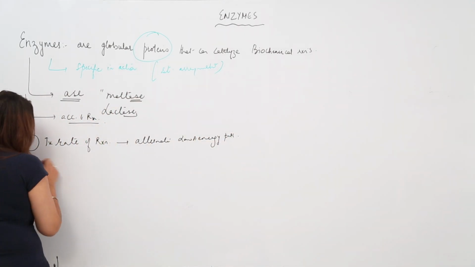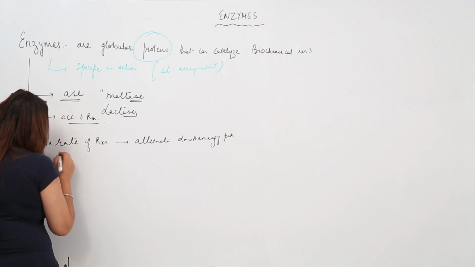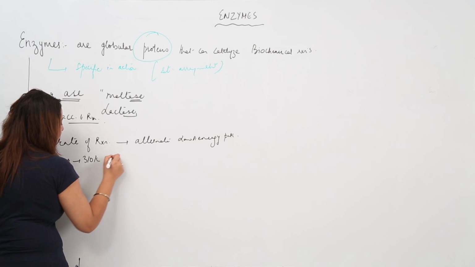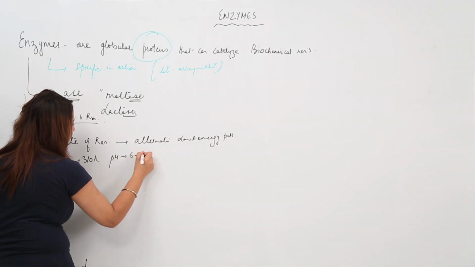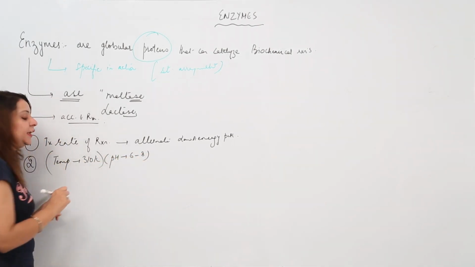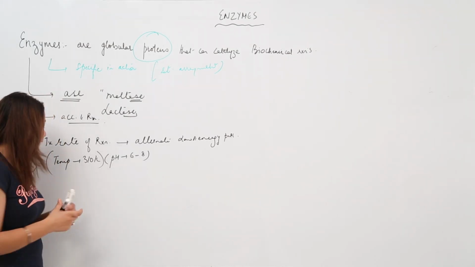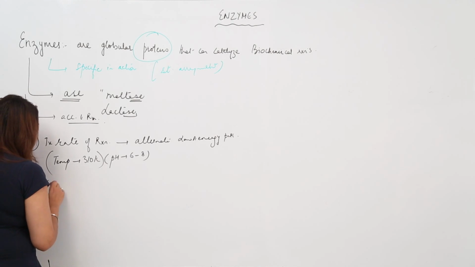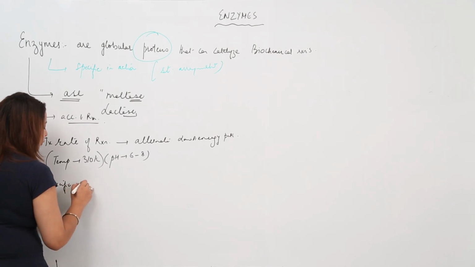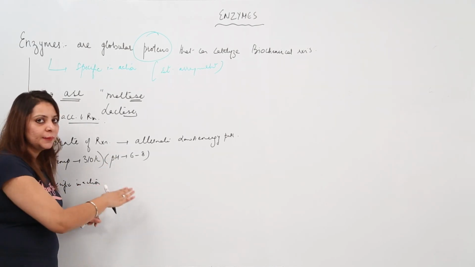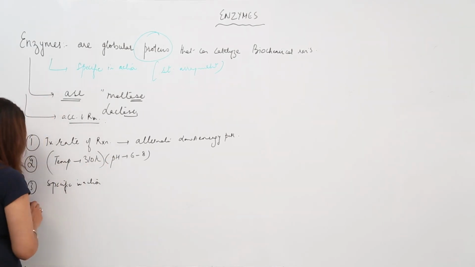They act at a specific temperature. They function best at a temperature around 310 Kelvin and a pH ranging from 6 to 8. These are the temperature and pH conditions when the enzymes are most powerful in their action. And they are specific in action. As I told you, when we study the mechanism, this point will be clear, so I am just holding this point here.